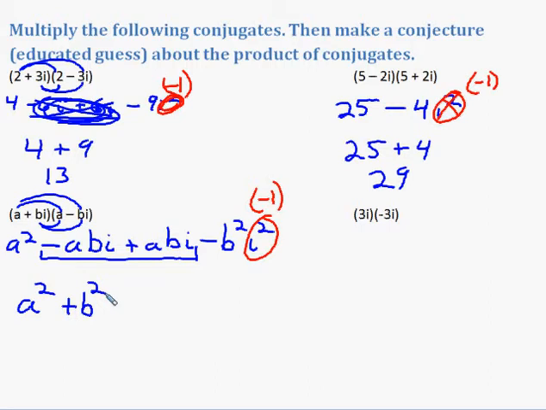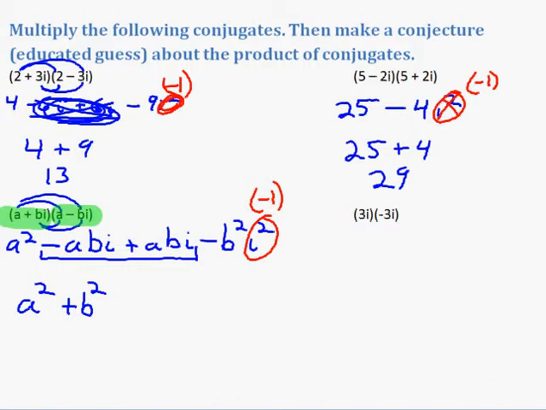So this is really a general form. We didn't put specific numbers in here. We just took one complex number and multiplied it by its conjugate. And we ended up with a squared plus b squared. So remember, we're supposed to be looking at our answers and maybe coming up with some conjectures. So here we multiplied two complex conjugates, got 13. Two complex conjugates got 29. Complex conjugates, we got a squared plus b squared.